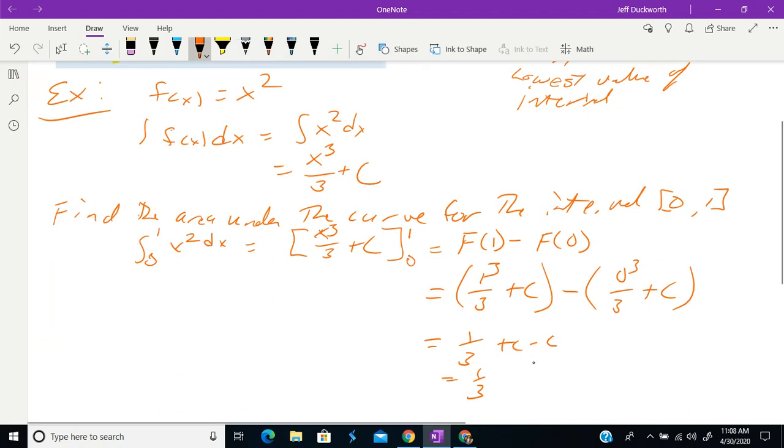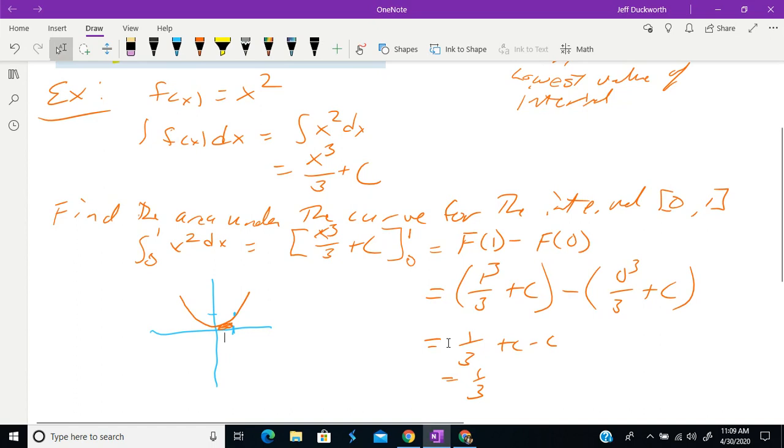So let's draw this graph here just to see what's sort of happening. This is x squared. X squared looks something like this. This is the point 1, 1. And the area that we're trying to find is this area here from 0 to 1. So that area is 1/3.